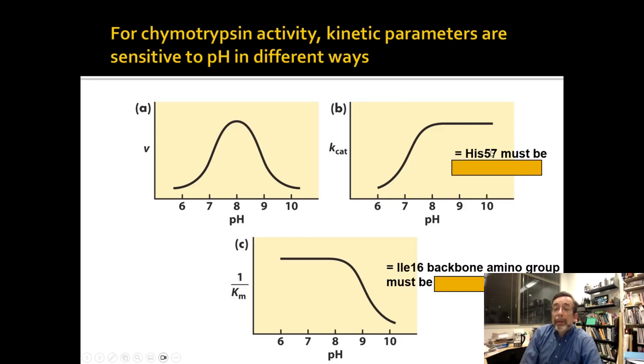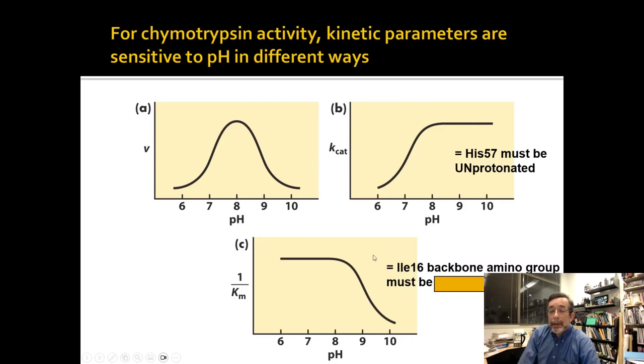Even more than that, His 57 is important because the Kcat drops off when you add protons. That means that His 57 must be deprotonated in order to work. If you push a proton onto it by lowering the pH too much, His 57 will be protonated and the Kcat won't work anymore.